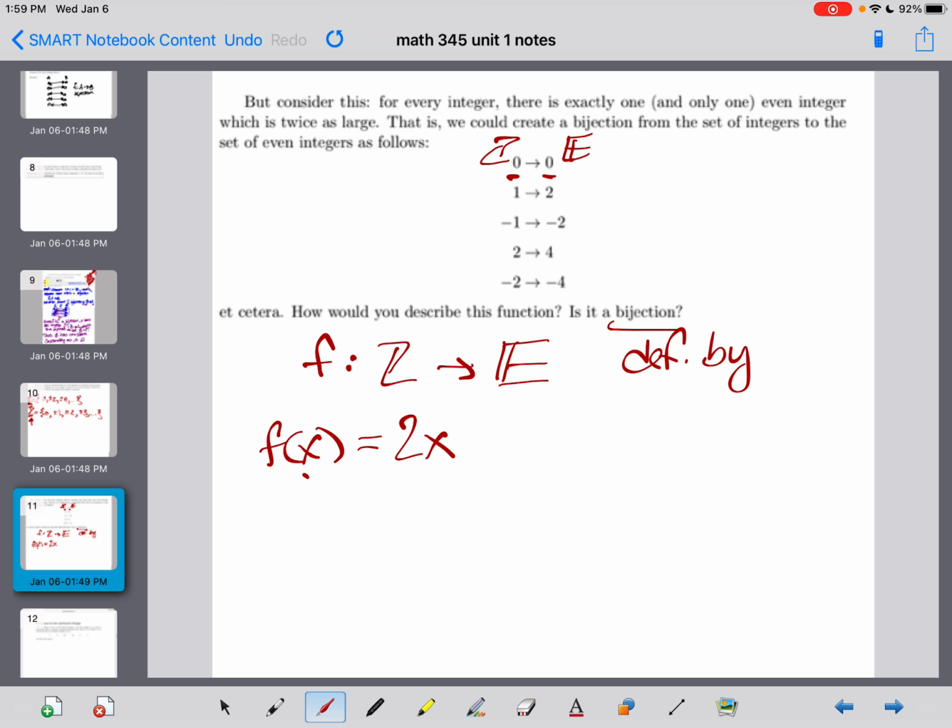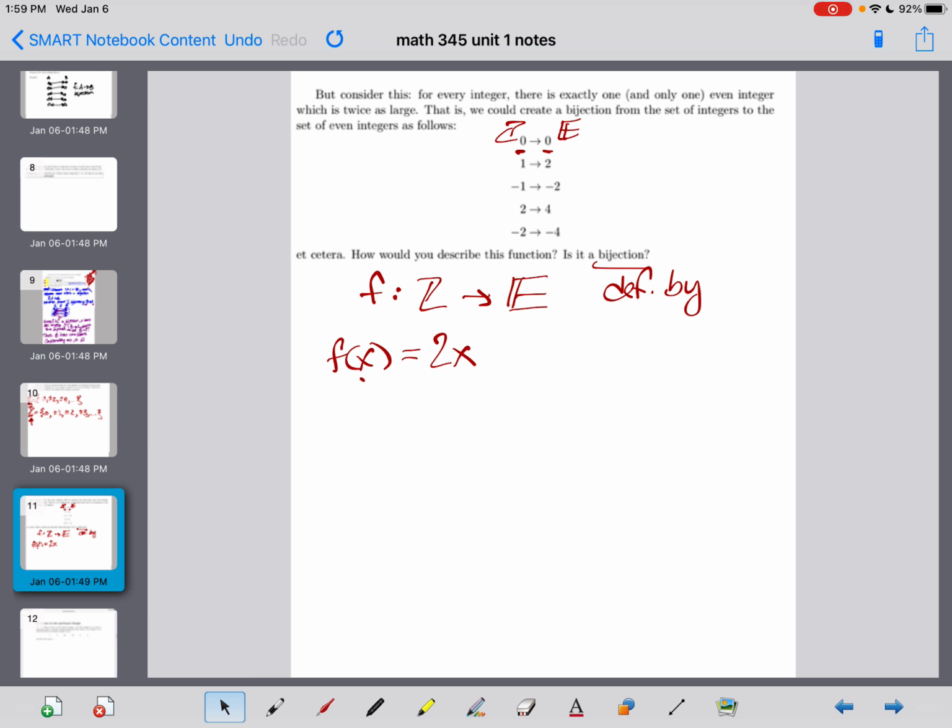Is this a bijection? Because if it is a bijection, well, that means that these two sets have to have the same cardinality. We consider them to be the same size infinity. And it turns out that, yes, it is a bijection. So how do we check that this function is a bijection? Well, there's sort of three things that we need to check. First of all, we need to know that this function is well defined.